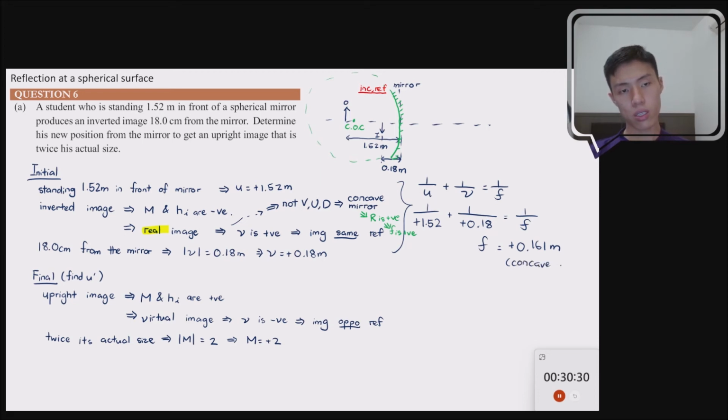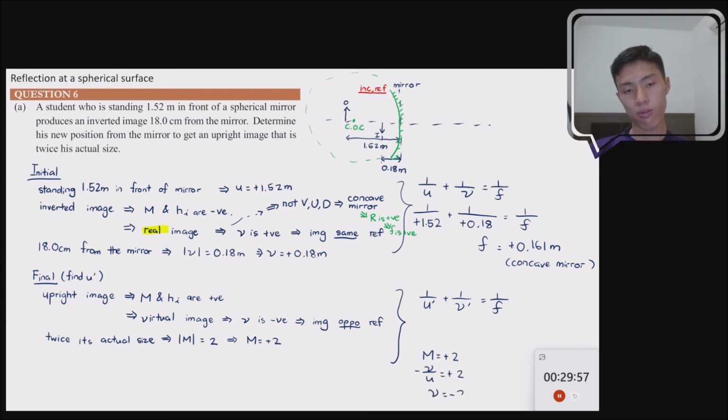Okay, next, you are going to use this focal length to solve the second part of the question, which is the final situation. You're asked to find the new object distance. You need to find the new u, with the same old f. We know that m here is equal to positive 2. If m is equal to positive 2, m we can open up to become negative v over u, right? So from here you can see that v is equal to negative 2u. This is what we are going to substitute. It's a new v, new u.